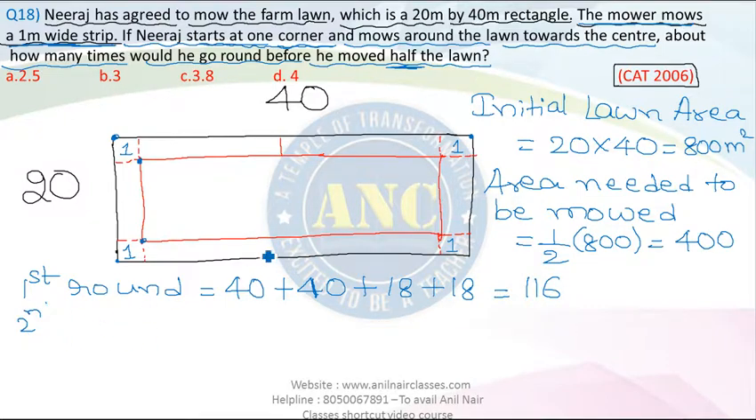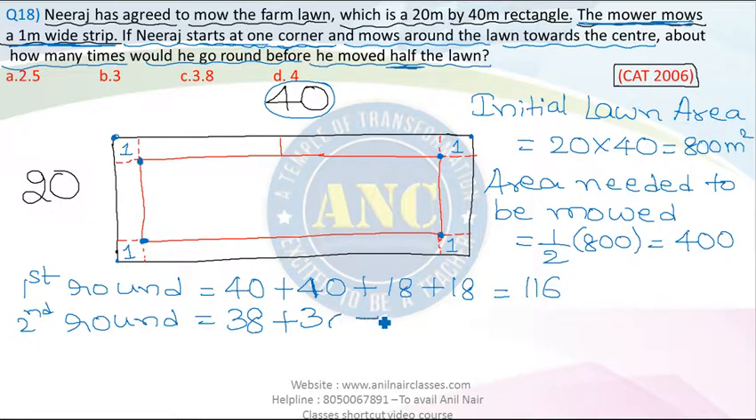Now second round, the question says the mower mows a 1 meter wide strip again. That means right now he is at this point, right? Can I say that out of 40, 1 meter is gone, 38 is remaining. Here also 1 meter is gone, 38 is remaining. Width also, 1 and 1 out of 18 is gone, 16 remaining. On the right hand side width also, 1 and 1 is gone, 16 is remaining.